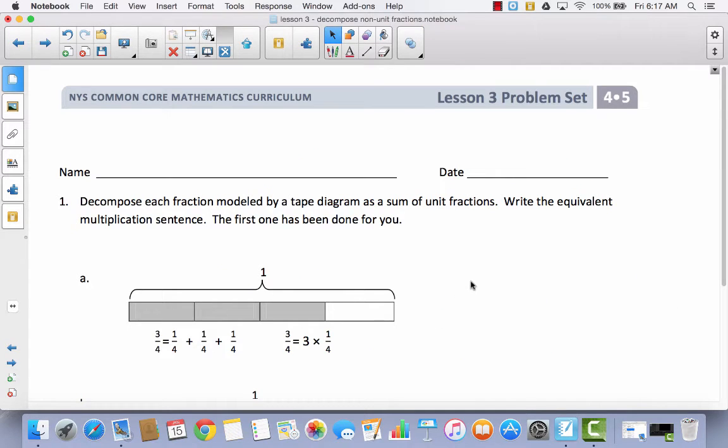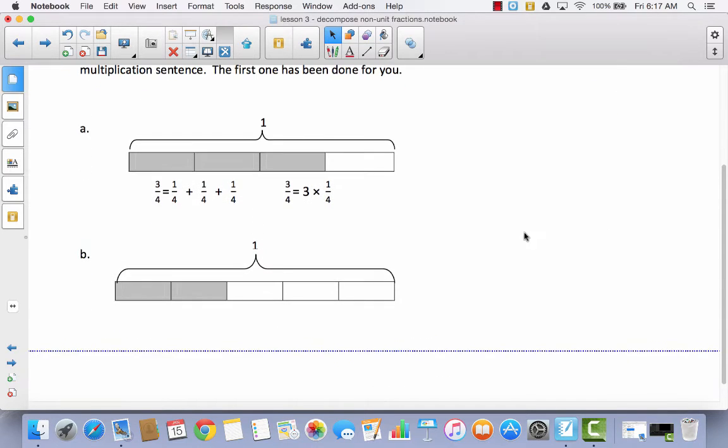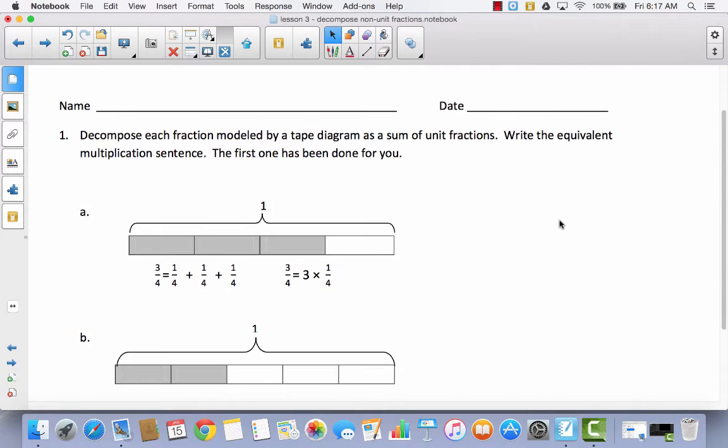Okay, so let's take a look at our problem set and let's take a look at the directions. Decompose each fraction modeled by a tape diagram as a sum of unit fractions. Write the equivalent multiplication sentence. The first one has been done for you. I love it when they do the first one for us because that gives us an idea of what's expected. So you can see that they decomposed this tape diagram into a sum of unit fractions. So here's the 1/4 plus 1/4 plus 1/4, and then we're going to write it as an equivalent multiplication sentence. This is basically exactly what you just did in your journal.